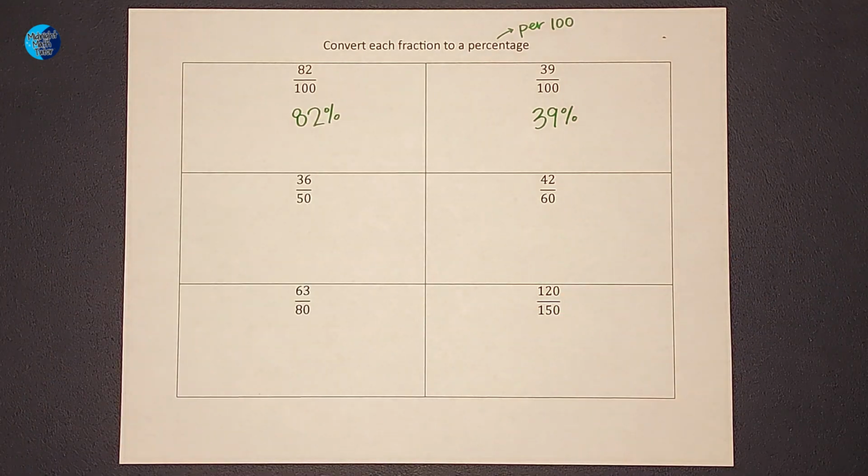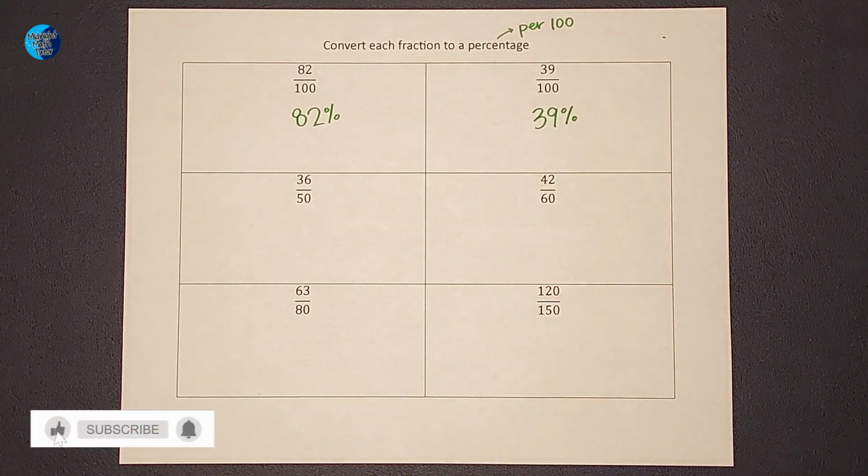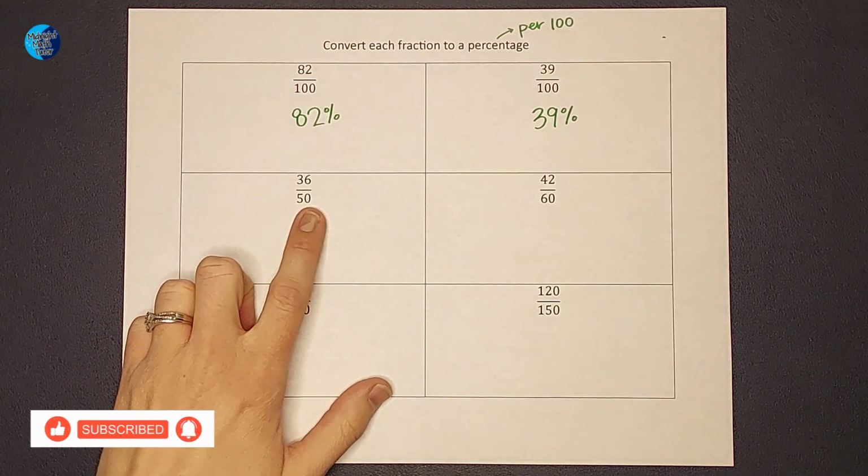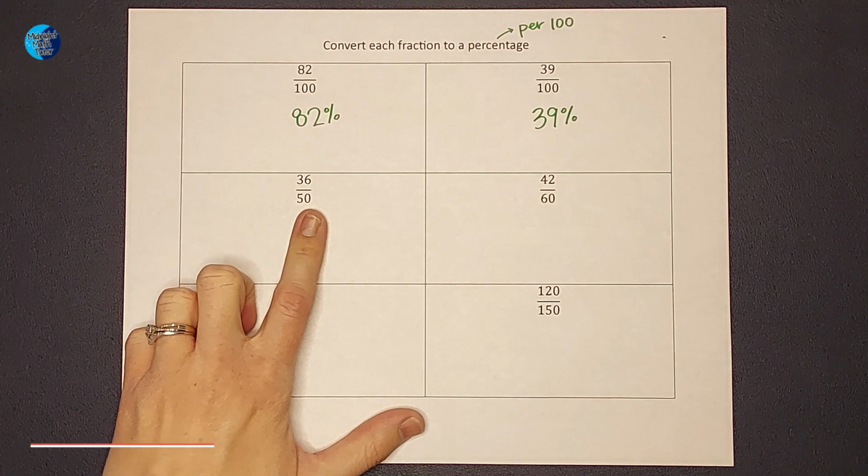Now, I know what you're probably thinking, lady, not all fractions have 100s on the denominator. That would make our lives very easy if they did, but they don't, right? So we're going to look at how you do it for other ways. So basically, there's two different ways you can do this. You can try and get your denominator to be 100 if it's easy.